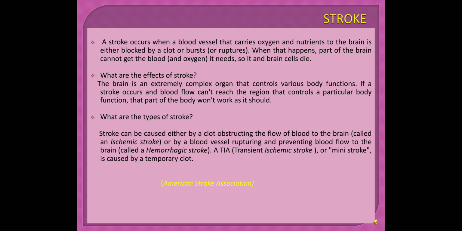So what is stroke? According to the American Stroke Association, a stroke occurs when a blood vessel that carries oxygen and nutrients to the brain is either blocked by a clot or bursts. When that happens, the part of the brain cannot get enough blood supply and the brain cells die. As we know, the brain is an extremely important, complex organ of our body which controls various body functions. So if stroke occurs and blood flow can't reach the region that controls our various body functions, that part of the body won't work.